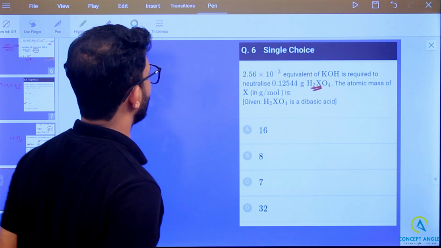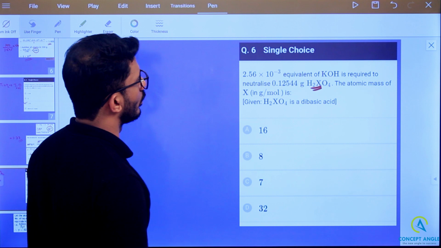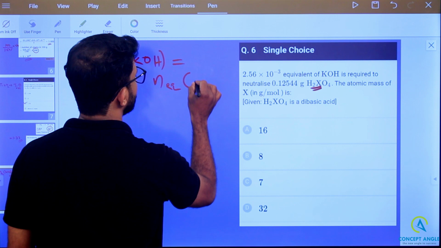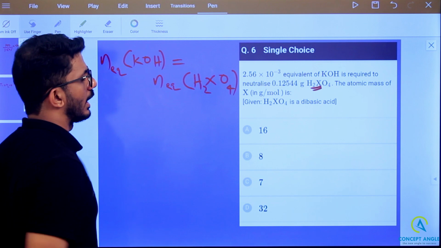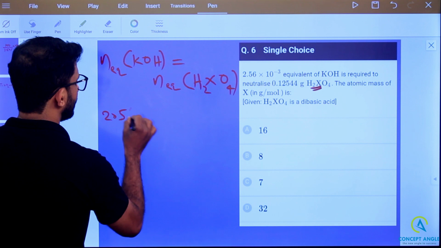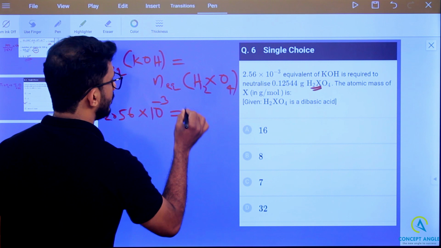അപ്പോൾ നമുക്ക് ഇവിടെ കാൽക്കുലേറ്റ് ചെയ്യാം. ഇവിടെ number of equivalents of KOH is equal to number of equivalents of the acid H2XO4. അപ്പോൾ നമ്പർ ഓഫ് ഇക്വാലൻസ് കാൽക്കുലേറ്റ് ചെയ്യാൻ നമുക്കിവിടെ KOH-ൻ്റെ ഇക്വാലൻസ് തന്നിട്ടുണ്ട്. ദാറ്റ് ഇസ് 2.56 ഇൻറ്റു 10⁻³ ഈസ് ഈക്വൽ ടു നമ്പർ ഓഫ് ഇക്വാലൻസ്.